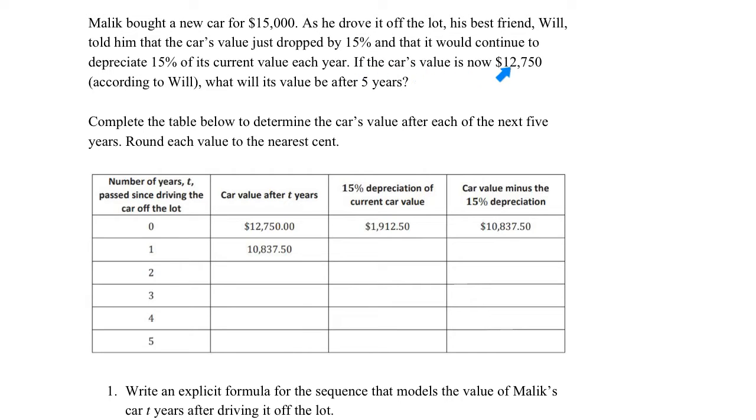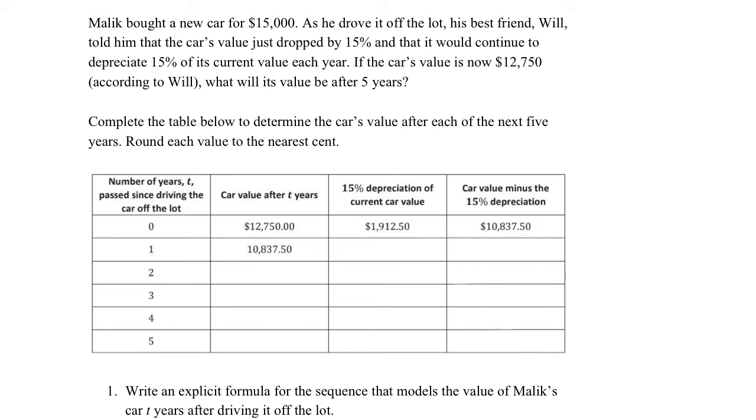If the car's value is now 12,750, now this value is 15% off of 15,000. So we're using this as the starting value because according to Will, the second he drove it off the car lot, it automatically dropped by 15%. So now it's only worth this much. And we want to know what its value will be after the next 5 years. Okay, so let's go ahead and complete this table really quickly. It's not that hard to figure out.